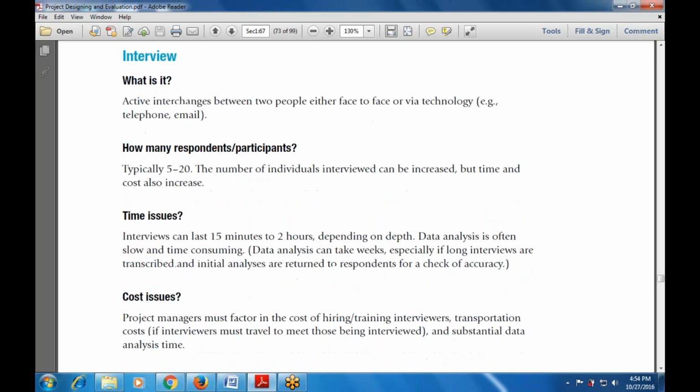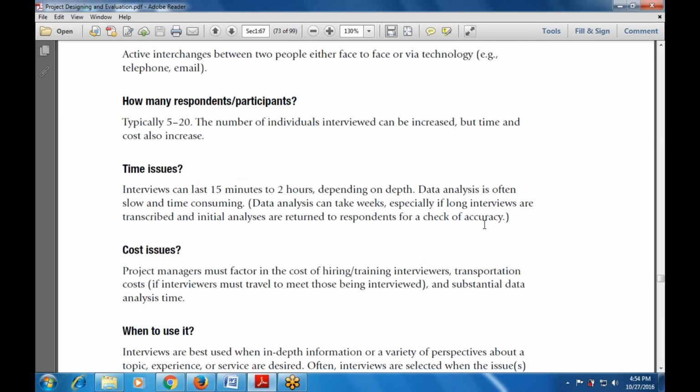Now, what are the various cost issues? Project managers must factor in the cost of hiring and training the interviewers, transportation cost, and the substantial data analysis time.